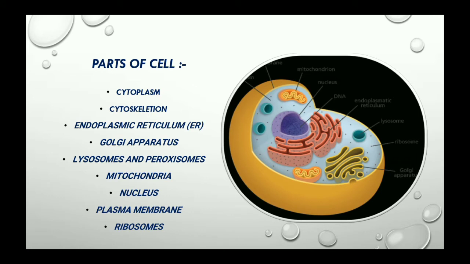So, what are the parts of a cell? Cytoplasm, cytoskeleton, endoplasmic reticulum, in short you can say ER, Golgi apparatus, lysosomes and peroxisomes, mitochondria, nucleus, plasma membrane and ribosomes.